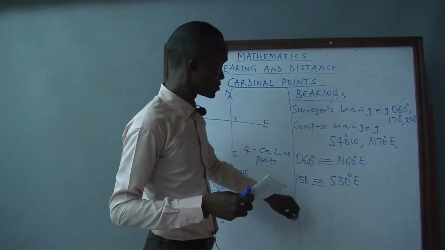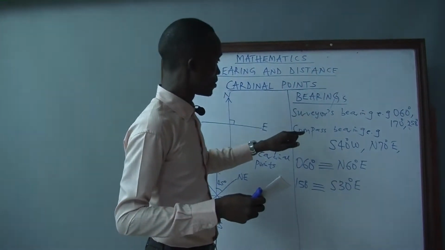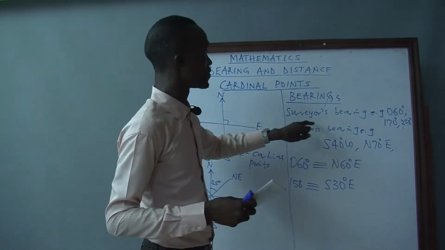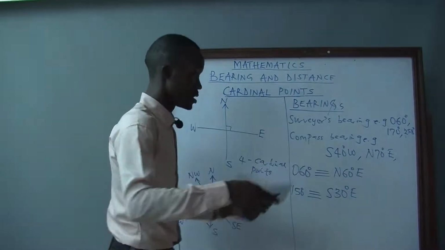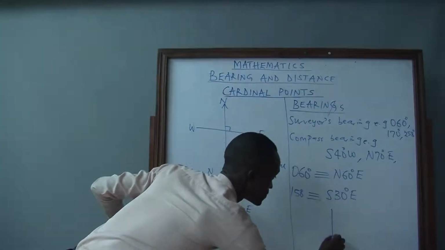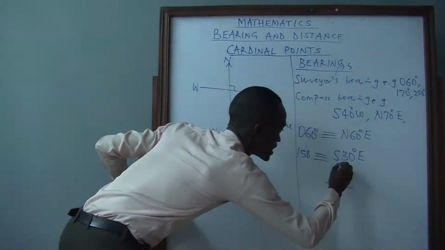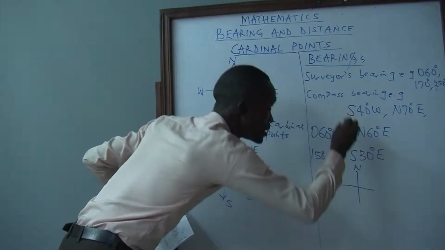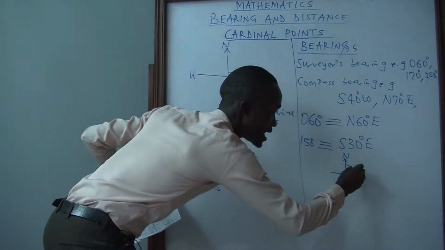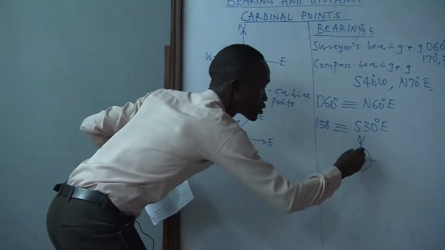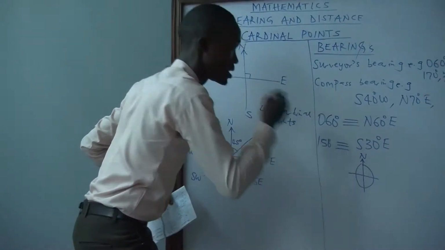I have a question. Why do we have surveyor's bearing always be clockwise? Now, when we have these 4 cardinal points, as I explained earlier, a surveyor's bearing is taken from the north pole and it is taken in the clockwise direction, like this.